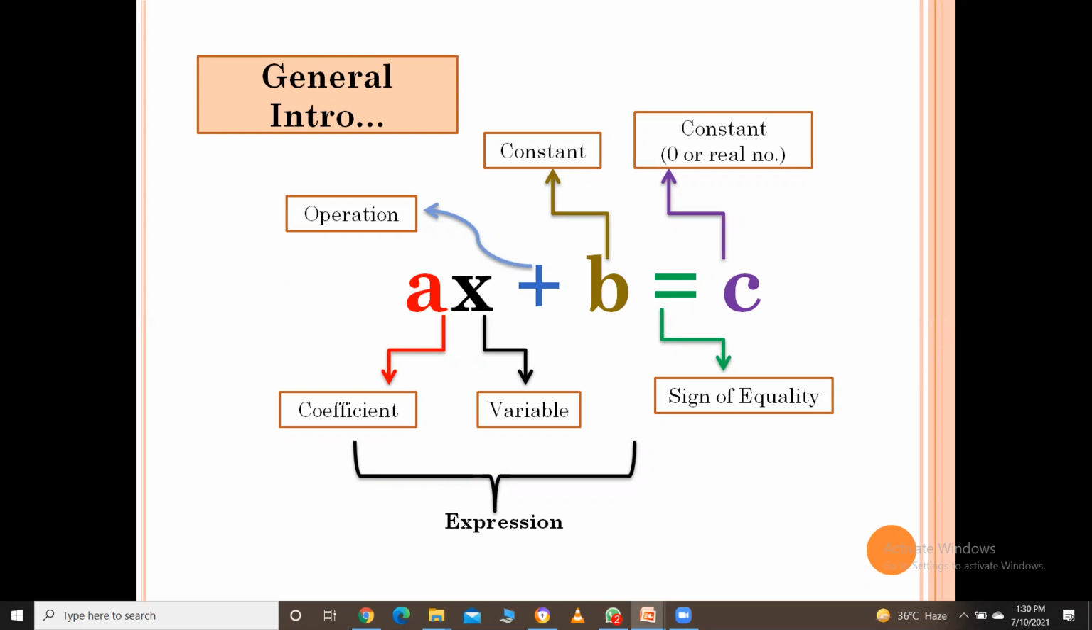In an equation, there is always an equality sign. The equality sign shows that the value of the expression on the left hand side is equal to the value of the expression on the right hand side.